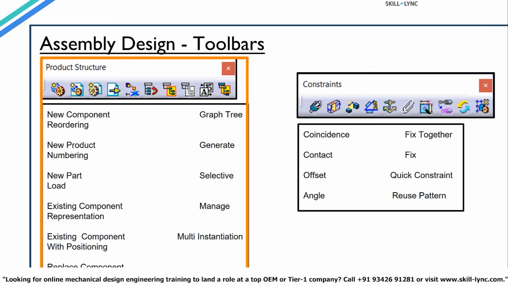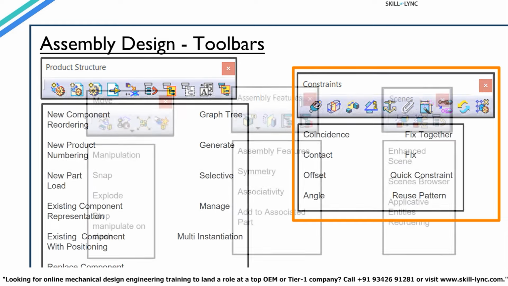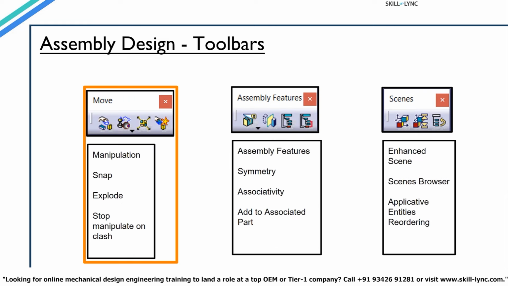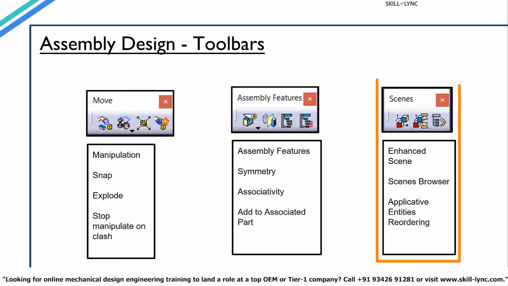Constraints toolbar commands give quick access to all the constraints to arrest movement or to position two part bodies. Move toolbar commands allows us to manipulate the part's position in the graphics area. Assembly features toolbar commands allow us to apply features like split, symmetry, etc. to the assembly. When you want to create exploded views of the assembly, Scene toolbar has the commands to do so.